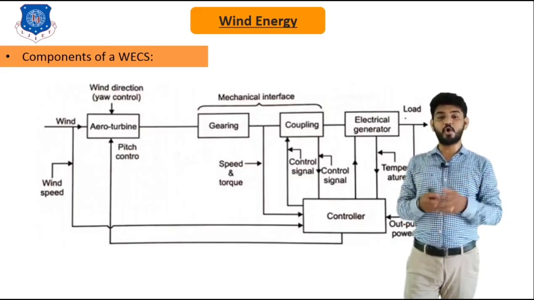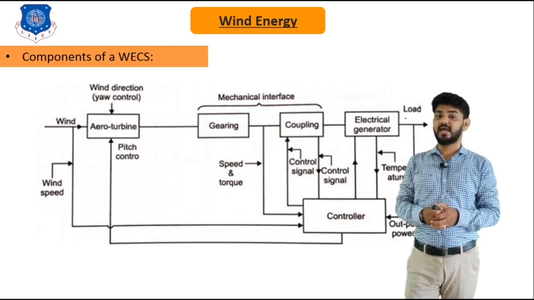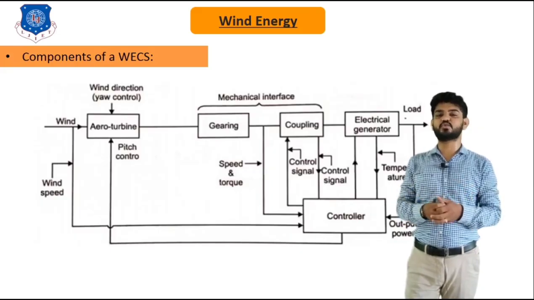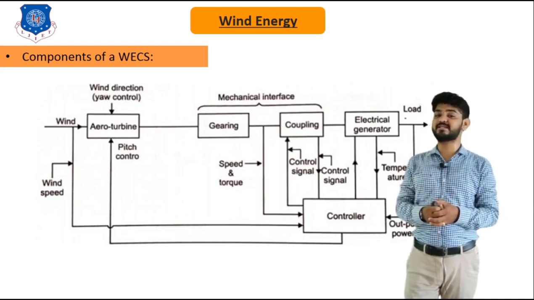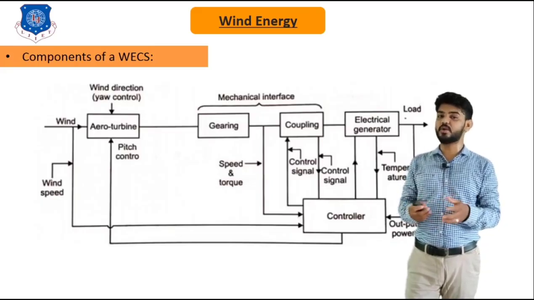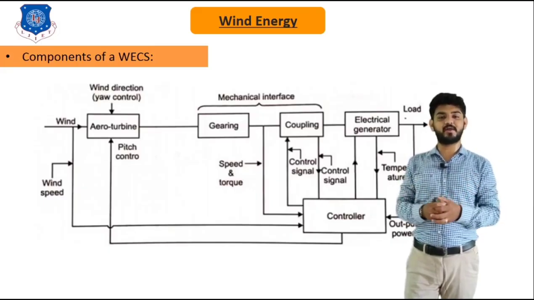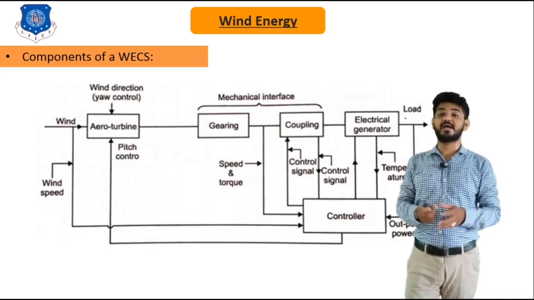Combined, these two assemblies are known as the mechanical interface, which is followed by the electrical generator, which converts this mechanical energy into electrical energy. This electrical energy is then utilized to power the grid or load. Last but not least, the main component of the entire wind energy conversion system is the controller, which ultimately controls all the components in one way or another. So let's see them individually one by one, starting with the aero turbine.